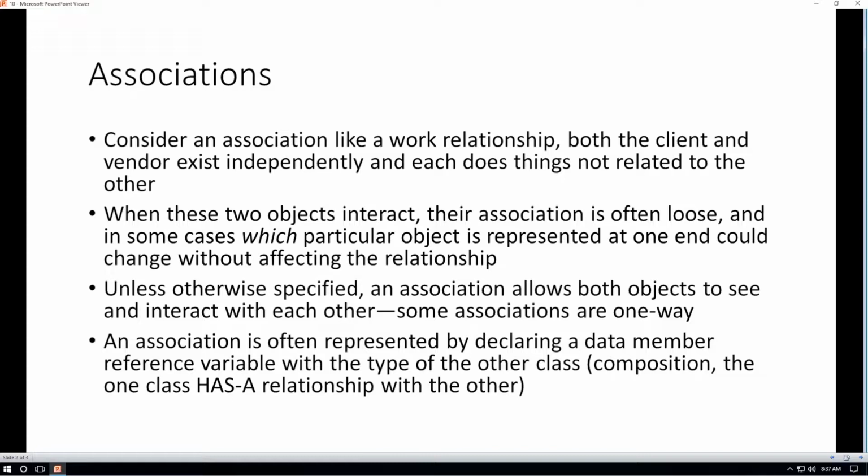When these types of objects interact, their association is often loose. That is, they talk to each other for a certain period of time, but outside of that period, they don't have any association. In cases like this, the two different objects talking could in fact change over time. A client could talk to multiple vendors.